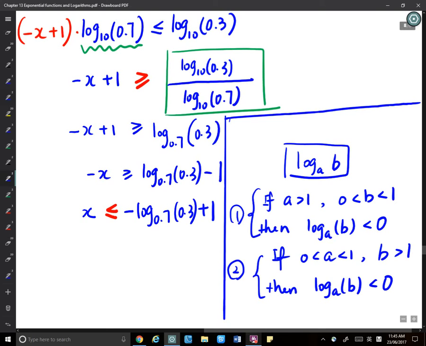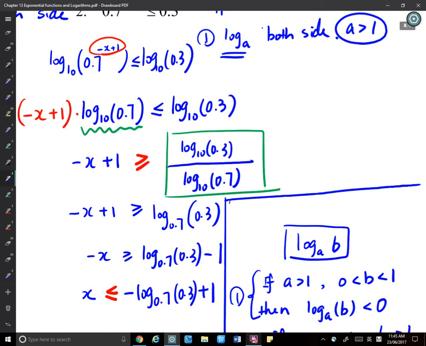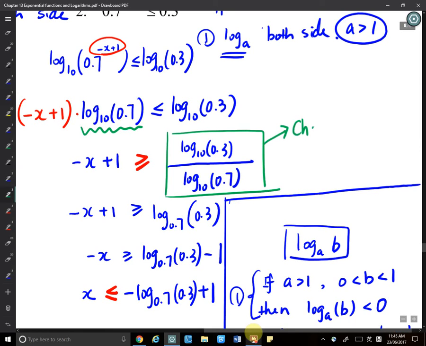Do you have any questions about this? We swap the sign in the middle. That's the most important step. And for this one, what we use is the change of base formula.